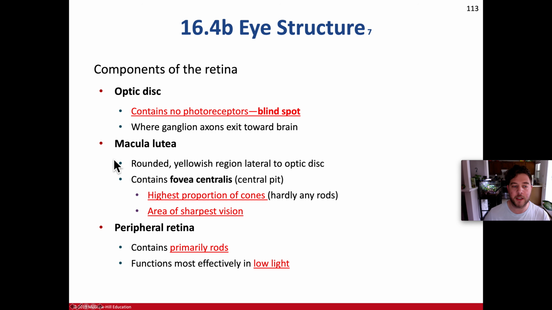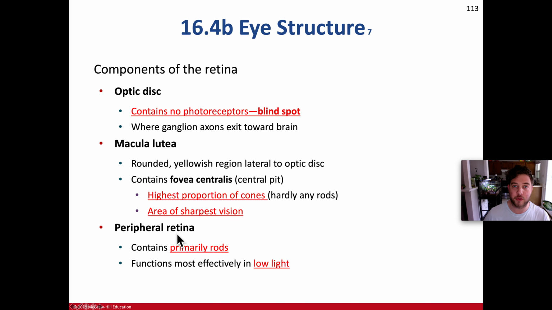Your macula lutea is the rounded yellowish region lateral to the optic disc, so just to the side of the optic disc. It contains the fovea centralis, which is your central pit. It has the highest proportion of cones, very hardly any rods, and is the area of sharpest vision. We'll get into the actual functions of rods and cones in a little bit. So the fovea centralis, area of sharpest vision.